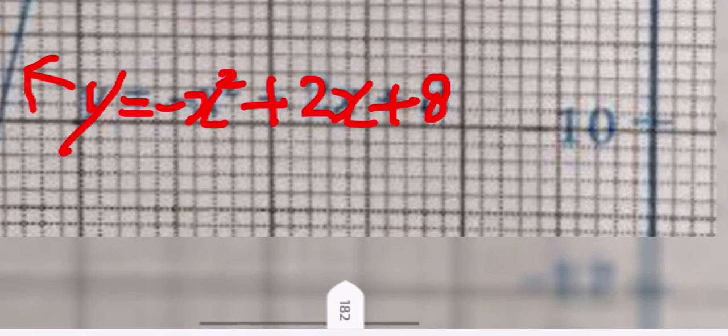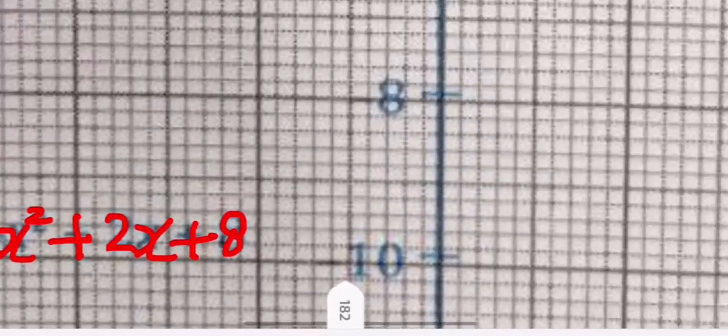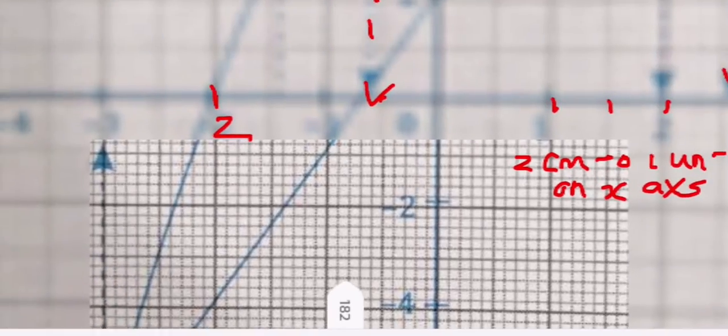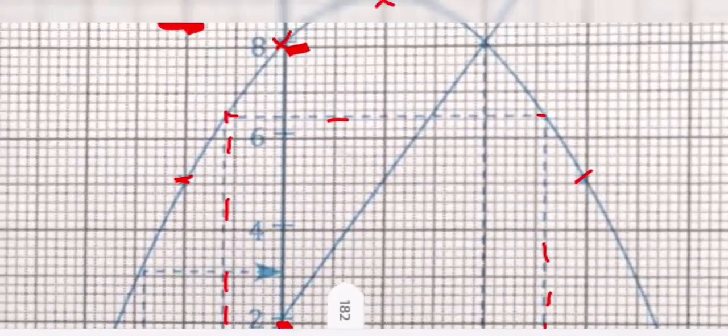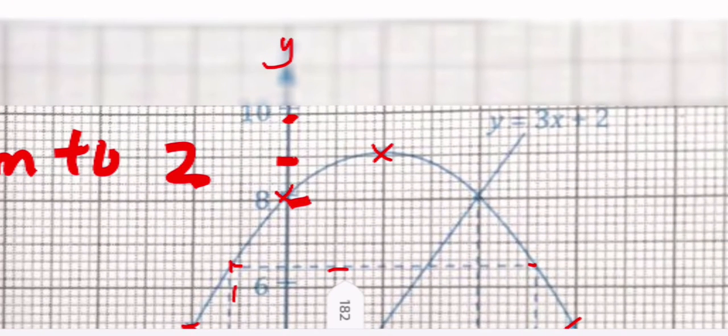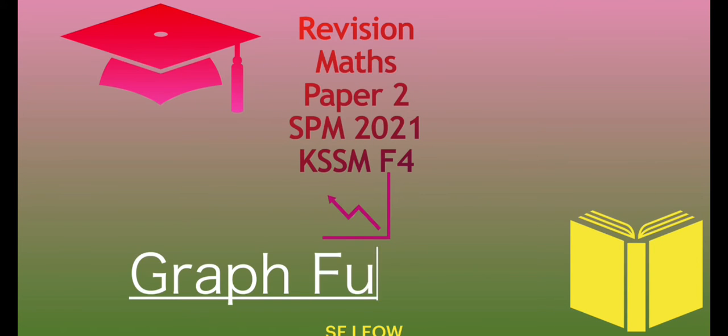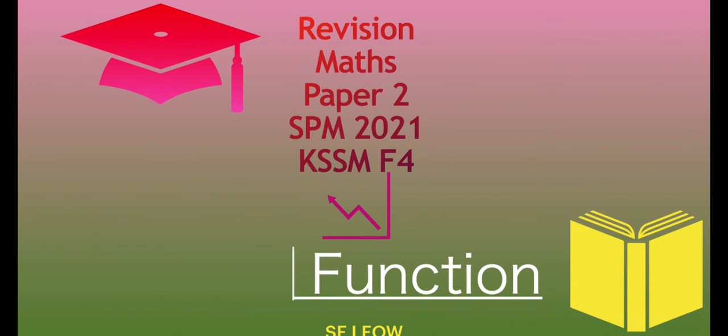So this is the equation. You can write the equation beside the curve drawn by you, and then you can double check many times before you pass up your graph, okay? So make sure all the scales are clearly labeled, and make sure the y-axis and x-axis are labeled with the scale given by the question. Okay, that's all for today's graph functions sharing.